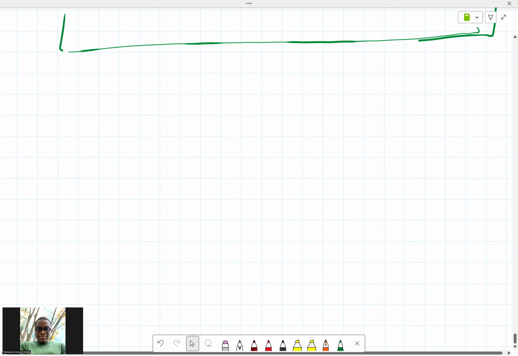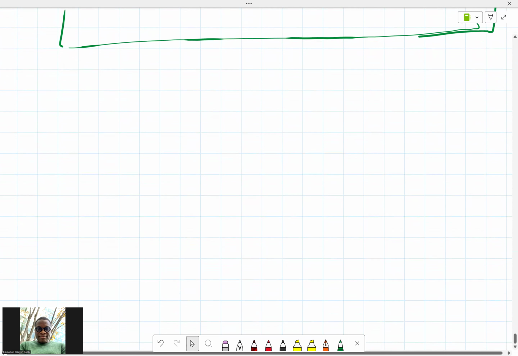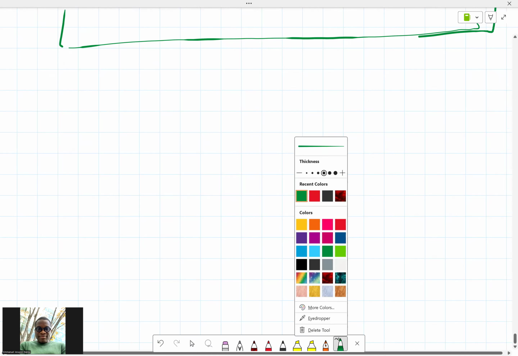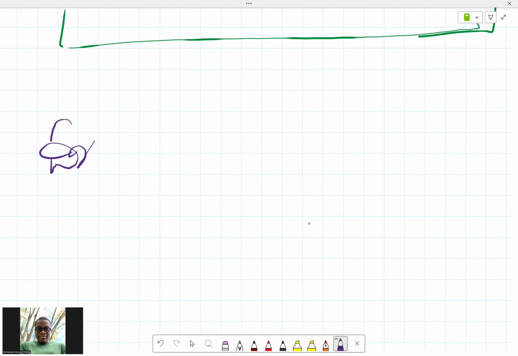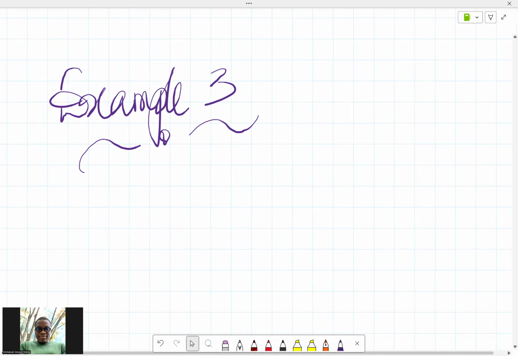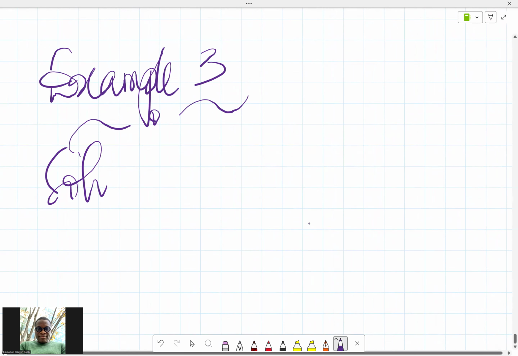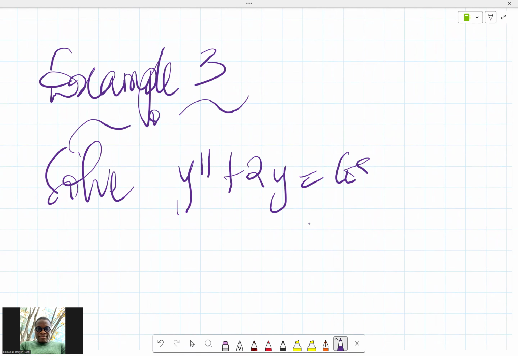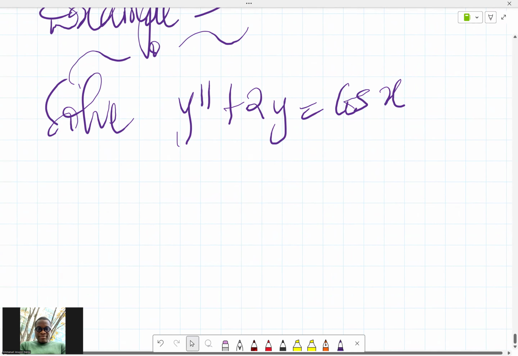Okay, so let's do one that involves trigonometry. Let me go this way now. Let me go for this. So example 3. For example 3 now we have to solve y prime prime plus 2y equals cos x.